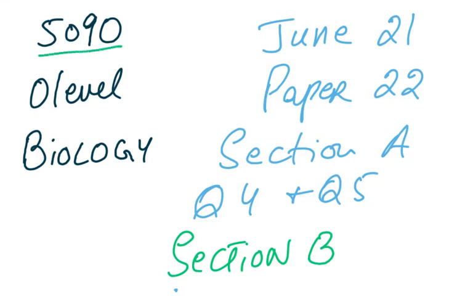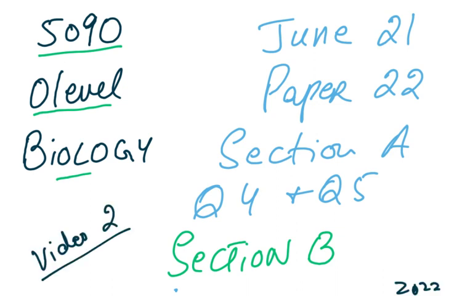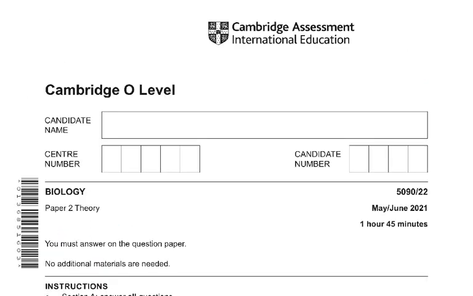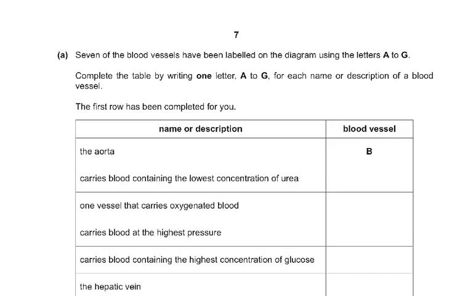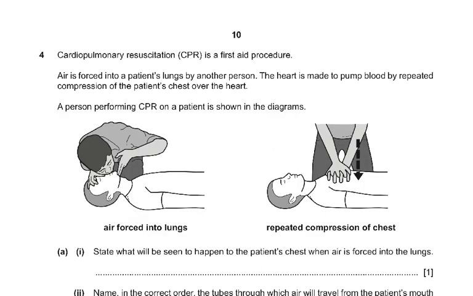Bismillahirrahmanirrahim. This is another video on 5090 O-Level Biology, June 21, paper 2-2. I've discussed the first three questions of Section A in the previous video, and now this is the second video, which is after that first one. This is the June 21, paper 2-2, 1 hour 45 minutes. We've done these three questions. Now we're going to go on to the fourth question.